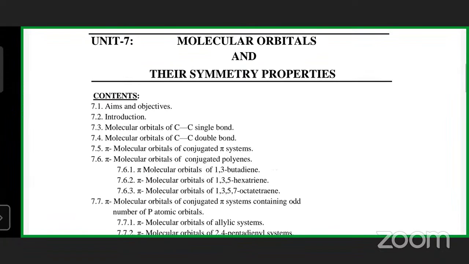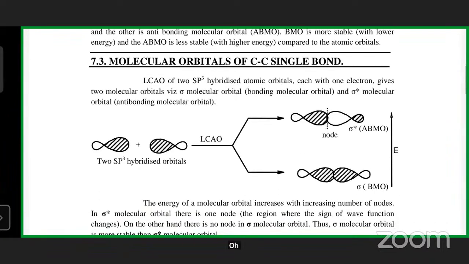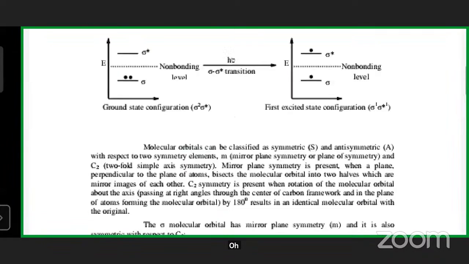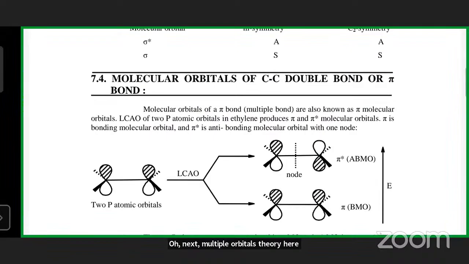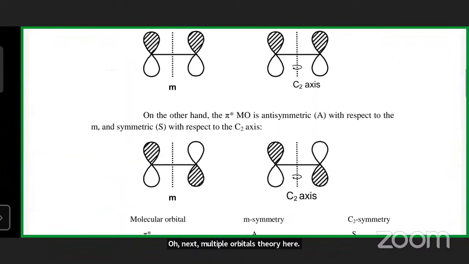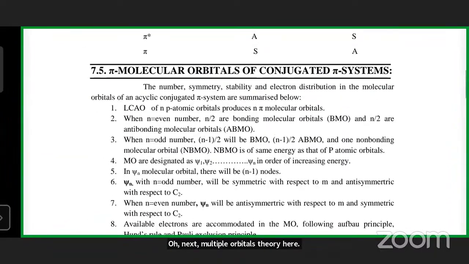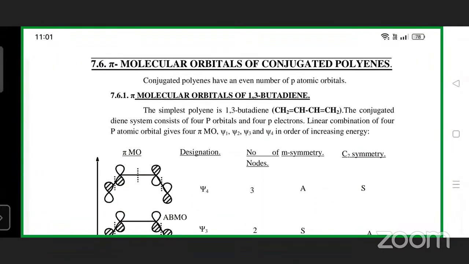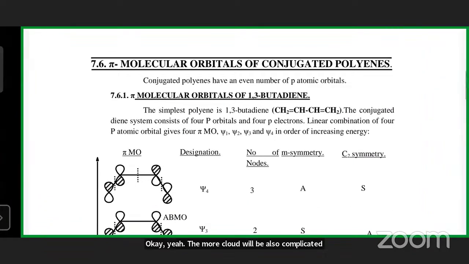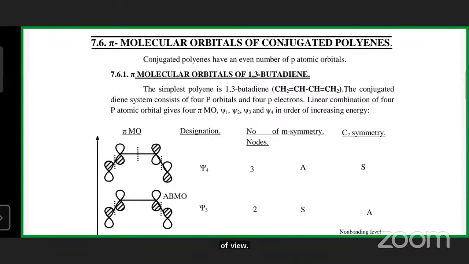Okay. Next, the molecular orbital theory. Here, the molecular orbitals of conjugated polyenes. This is very, very important from the exam point of view. Generally in molecular orbital theory, the combination of the molecular orbitals and the drawing of the molecular orbitals is very important.